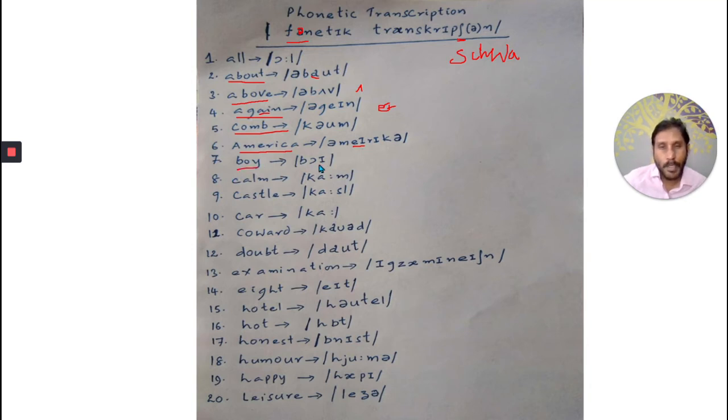Boy. B-O-Y, boy. When you write the spelling I, symbol I, it is E actually. C-A-L-M, calm. It is ka-a-ma, not a. It is simple a. Star, palm, like that. There are only three phonemes: ka, a, ma. Okay, this is another word starting with C.